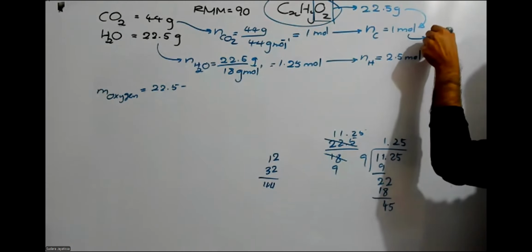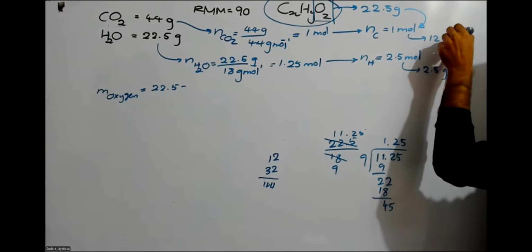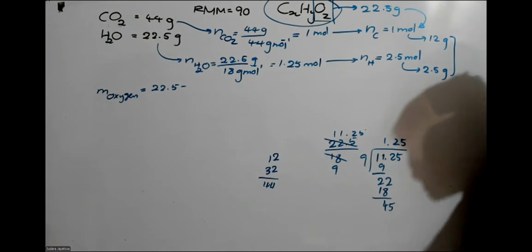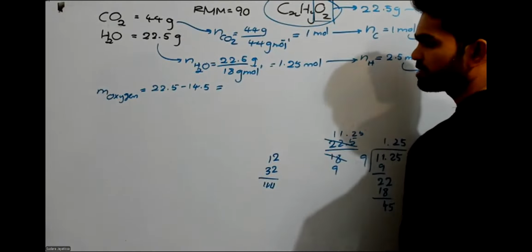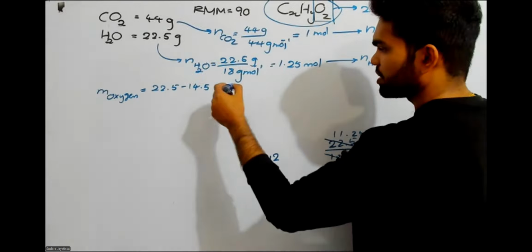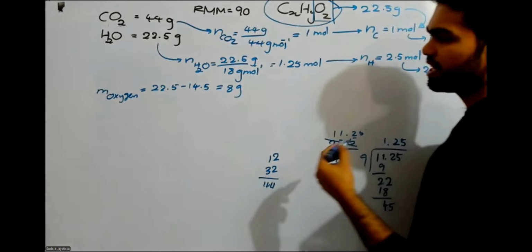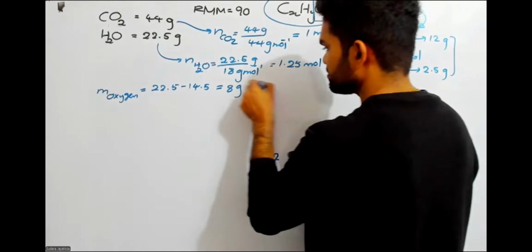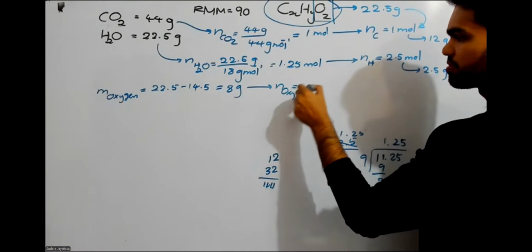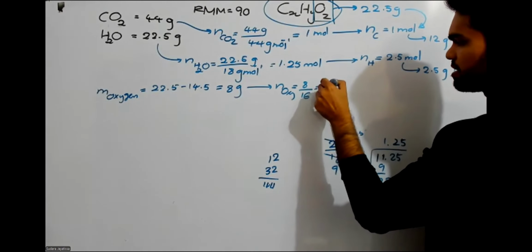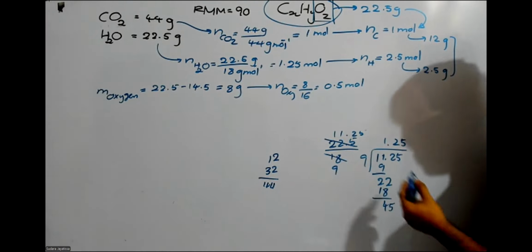So 1 mole of carbon means 12 grams. 2.5 moles of hydrogen means 2.5 grams. So altogether that is 14.5 grams. Subtract that, then you get 22.5 minus 14.5, which is 8 grams. Okay, so then find the moles of oxygen. Moles of oxygen is equal to 8 grams divided by 16, which is 0.5 moles.